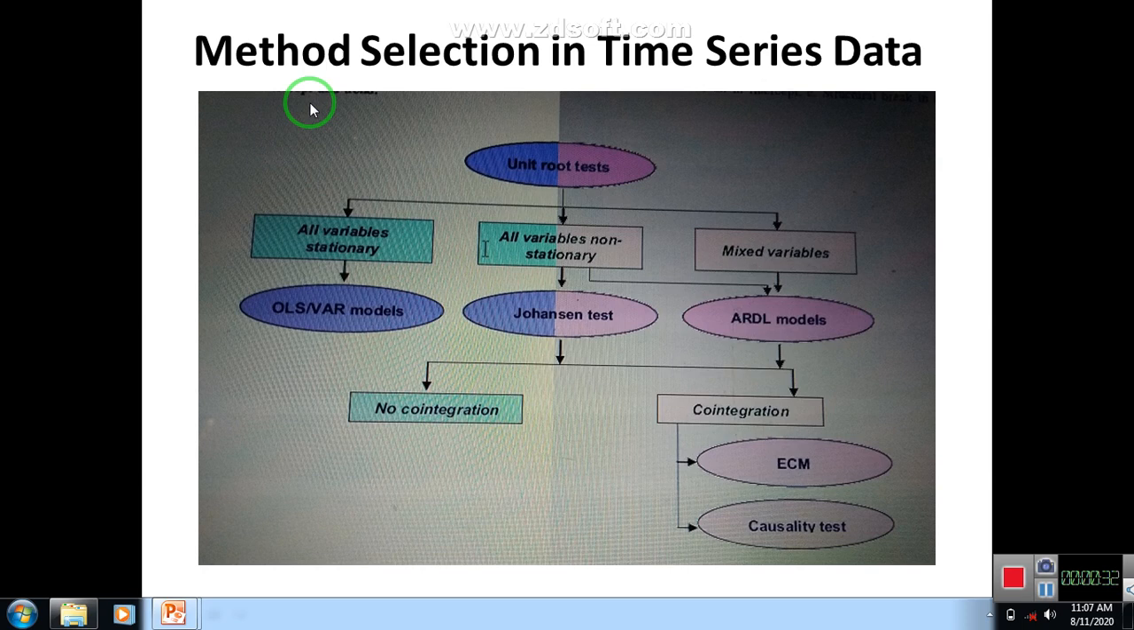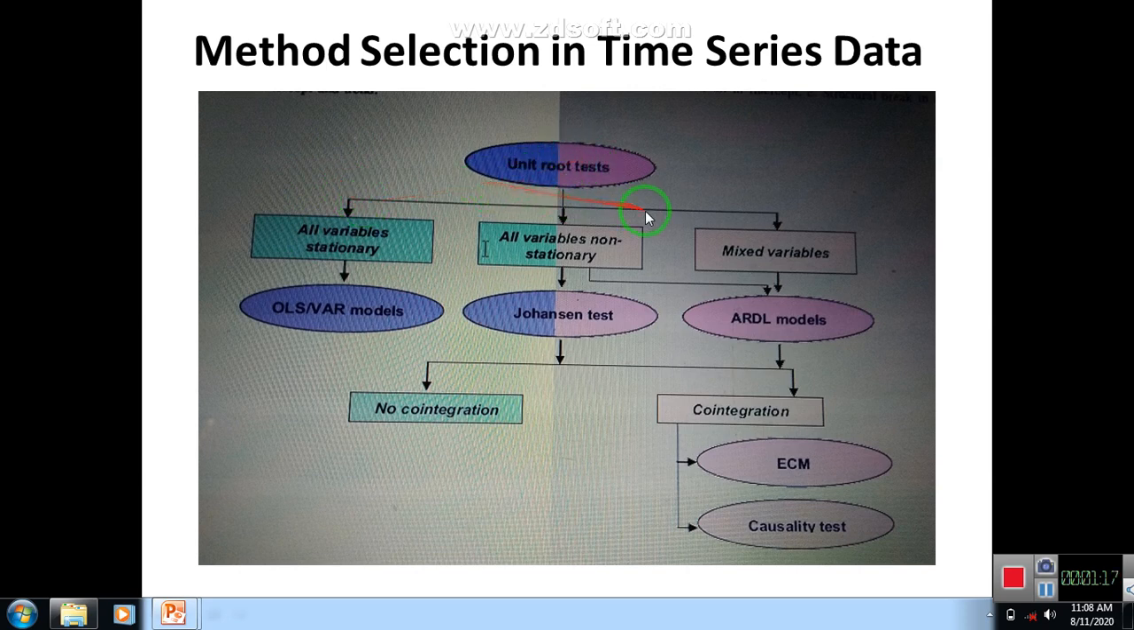So the selection of method is based on the unit root test, because we check the stationarity with the help of the unit root test. So this is the main thing while selecting the appropriate technique in time series. The unit root test will provide the information whether all our variables are stationary at level, order of integration I0.